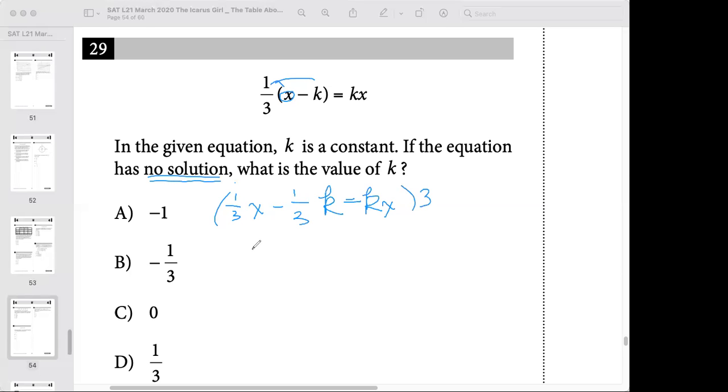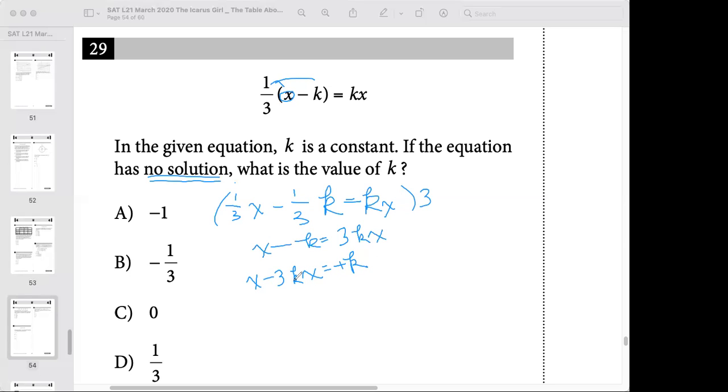So 1/3 x times 3, you get x minus k equals 3kx. So whatever you do to one side, you have to do the other. You can multiply both sides by 3. So now if I want to solve for x, I need to get the x terms all on the same side of the equation. So I'm going to subtract the 3kx from both sides. And this k I want to get on the right side. So I'll add k to both sides.